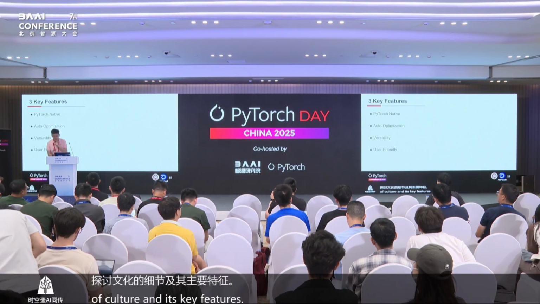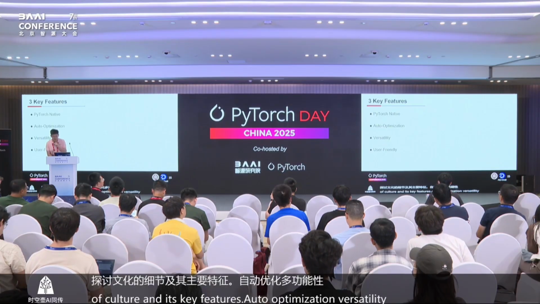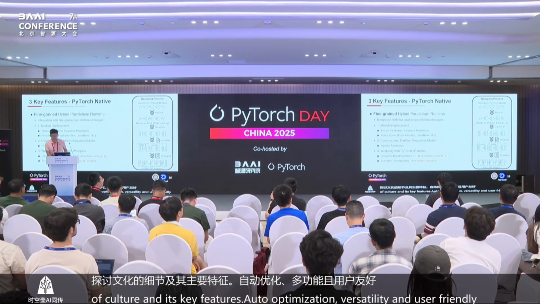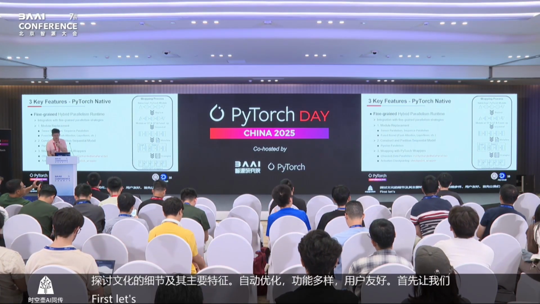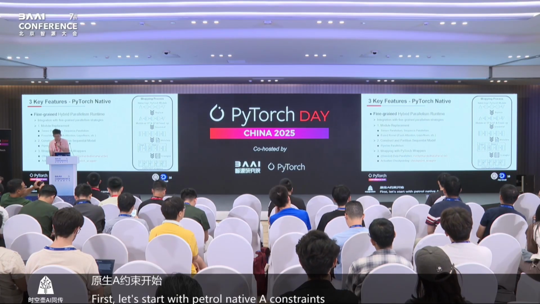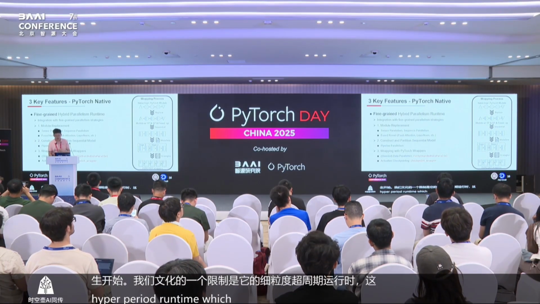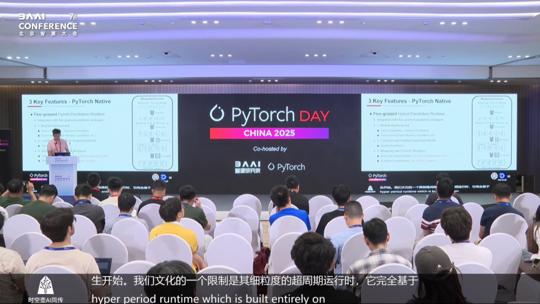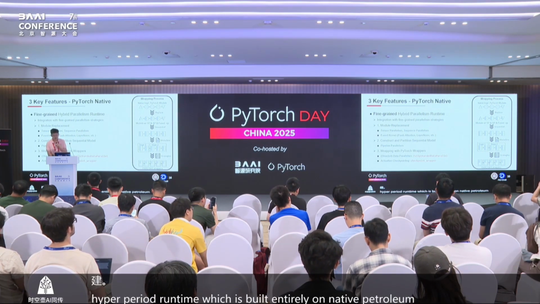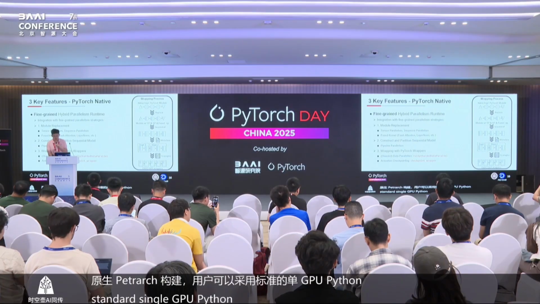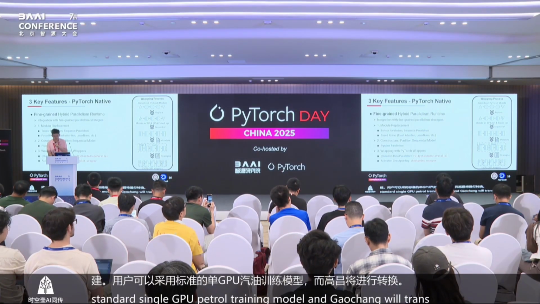PyTorch native, auto-optimization, versatility, and user-friendliness. First, let's start with PyTorch native. A core strength of Galvatron is its fine-grained hybrid parallel runtime, which is built entirely on native PyTorch. Users can take a standard single-GPU PyTorch training model, and Galvatron will transform it through several key steps.